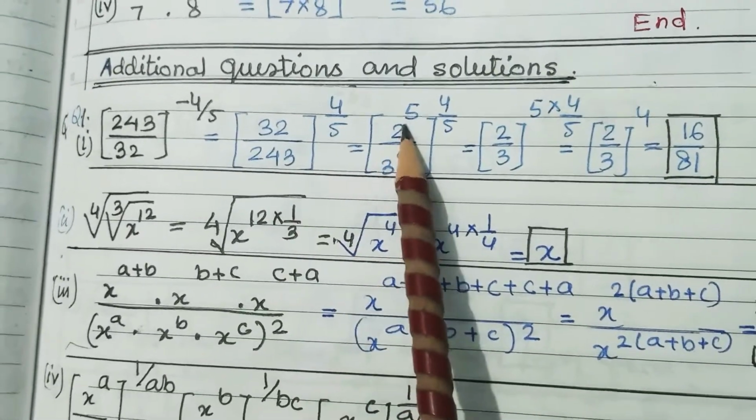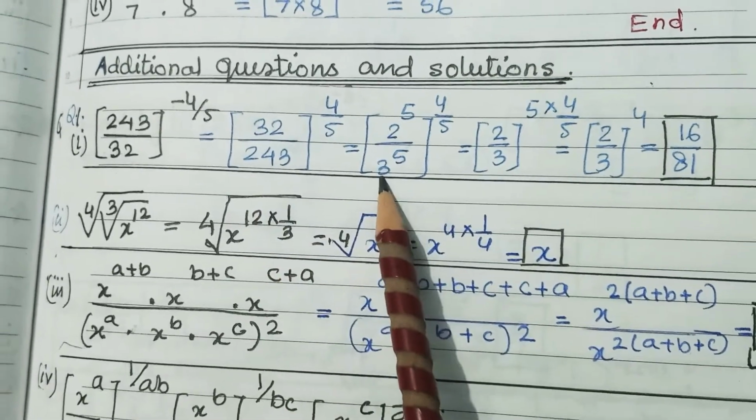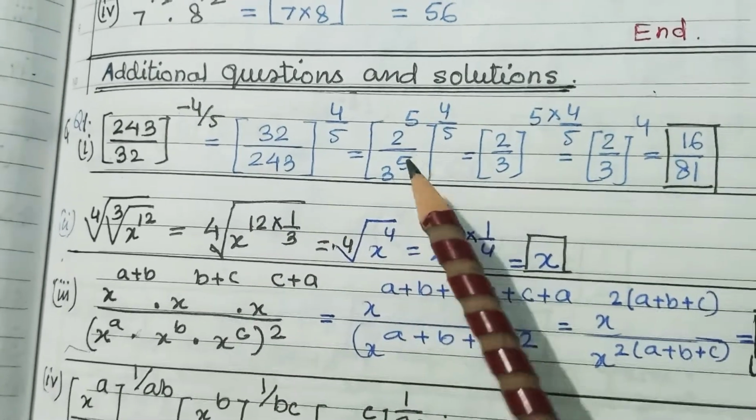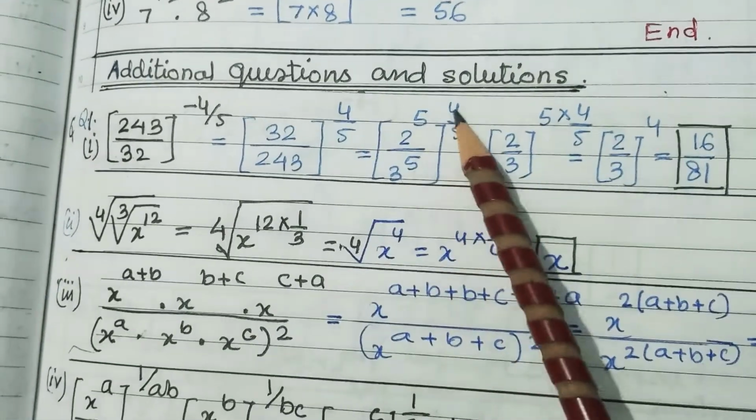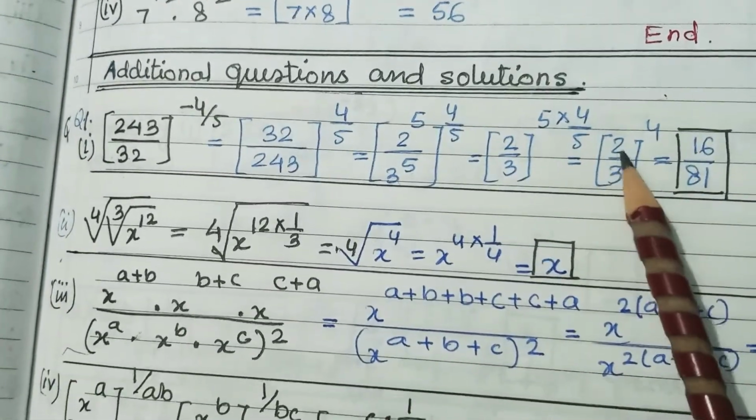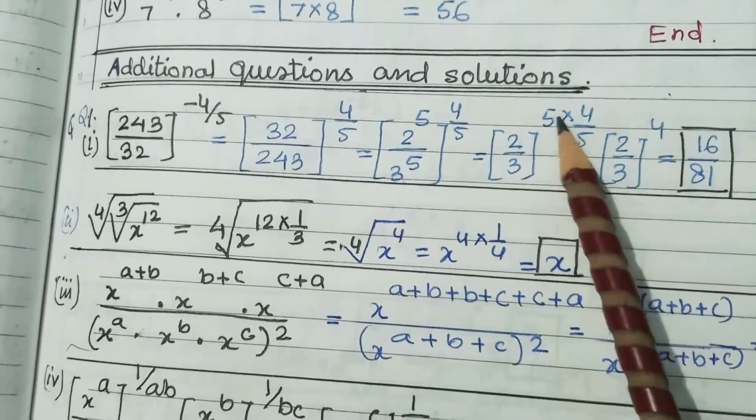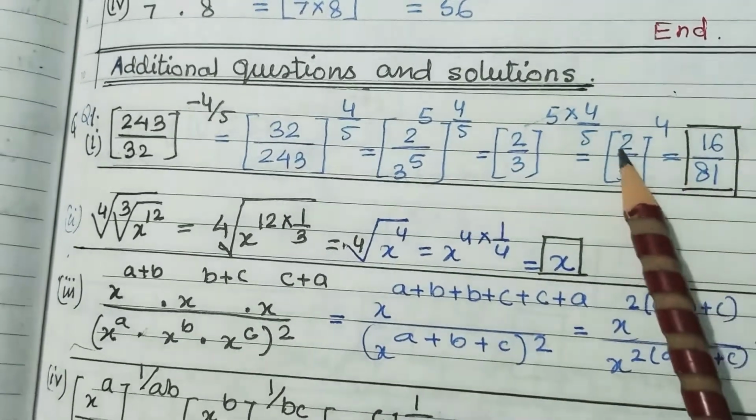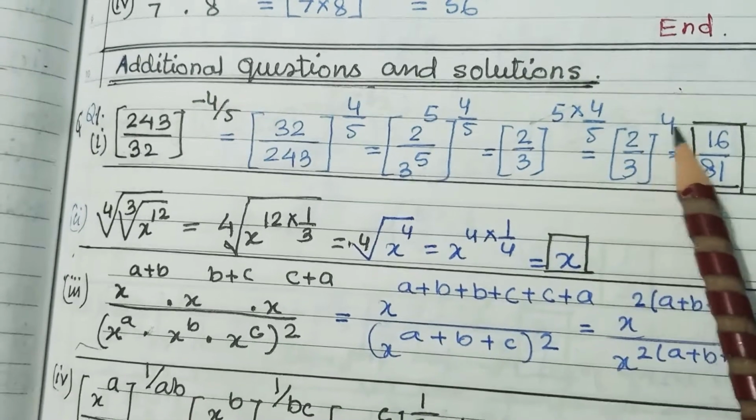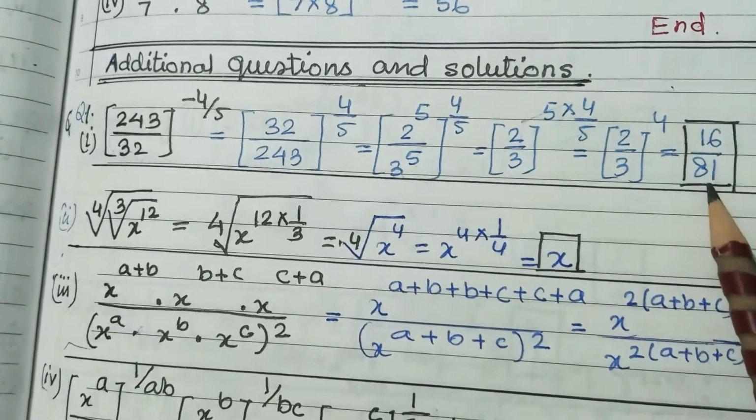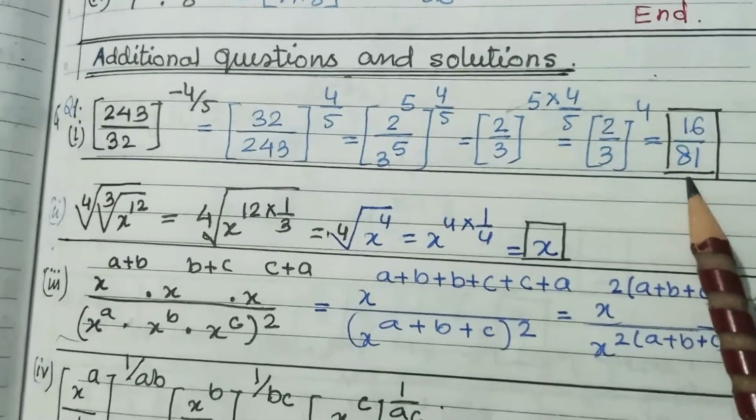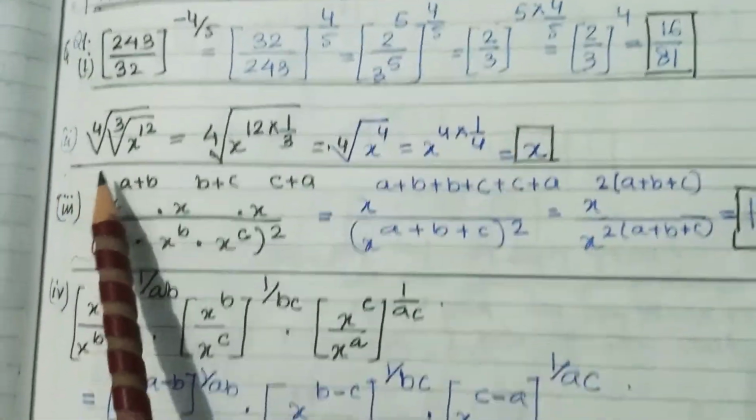32 is 2 to the power 5 and 243 is 3 to the power 5. So it is now 2 upon 3 to the power 5 into 4 upon 5. So it is 2 upon 3 to the power 4; the 5s cancel. 2 four times multiplied is 16. 3 four times multiplied is 81. So it is 16 upon 81.